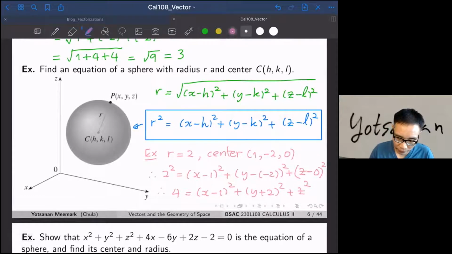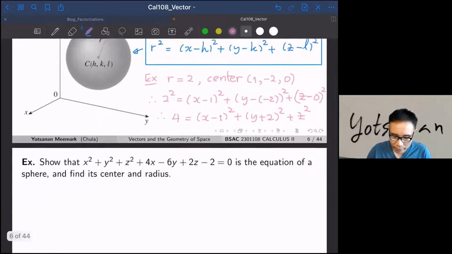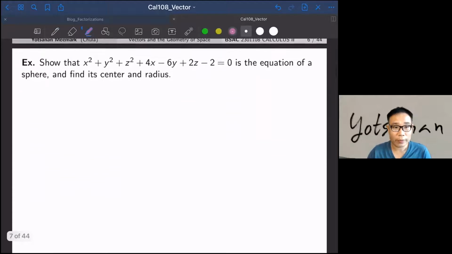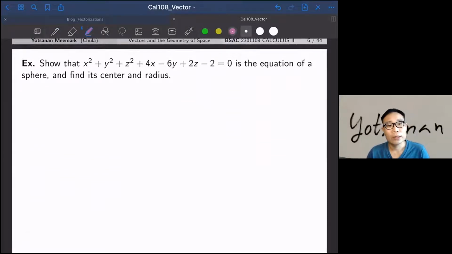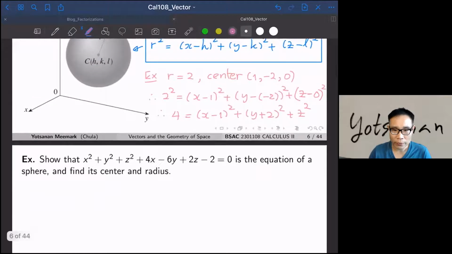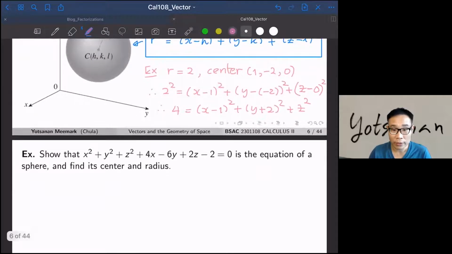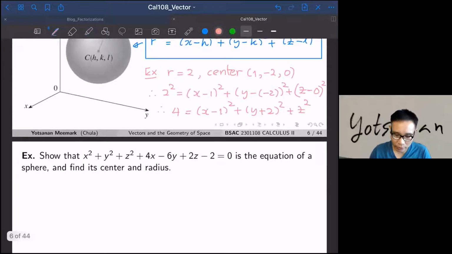This thing is called a sphere. The next one that you have is an equation given in the way that you have x squared plus y squared plus z squared plus 4x minus 6y plus 2z minus 2 equal to 0. We'd like to show that this turns out to be the equation of a sphere, and we'd like to find the center and the radius. So for this one, you're going to put it into standard form.